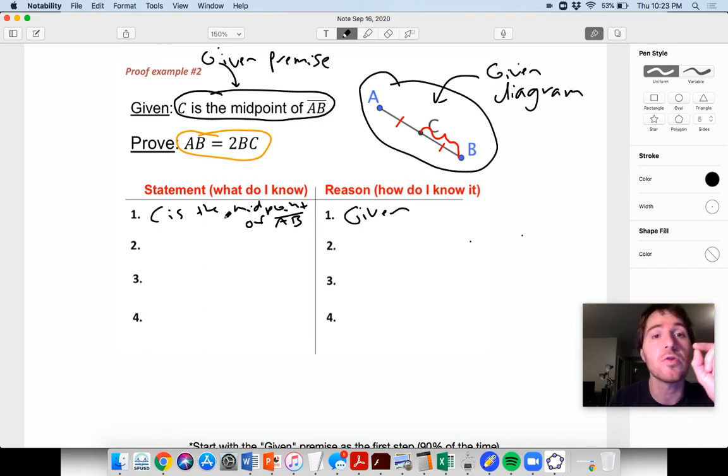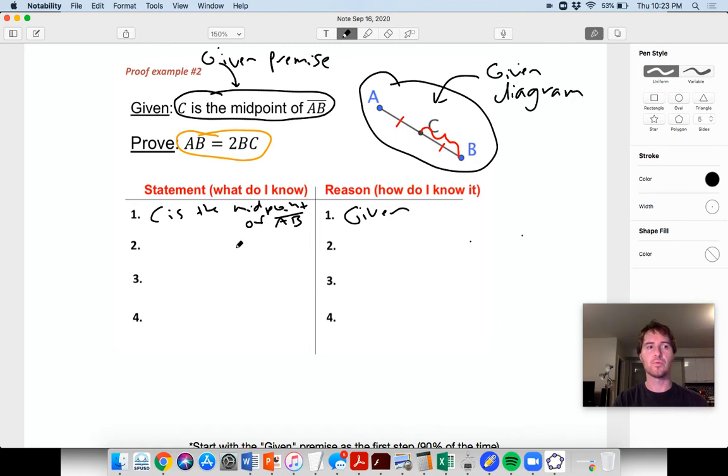So here's what I normally do: if you introduce something in the given premise, think about what mathematically we can say about it. What's something that we can deduce from this? We start with this as our beginning assumption that this must be a fact. It's given to us by the math gods. What's one thing that we can deduce from it? C is the midpoint of segment AB.